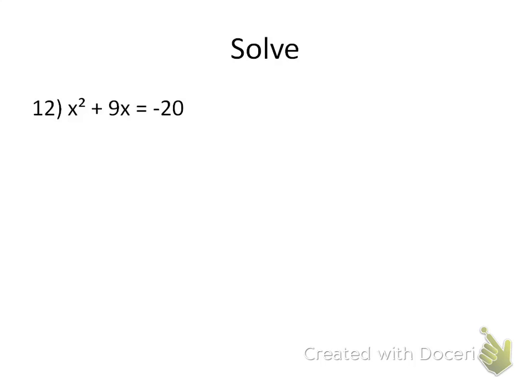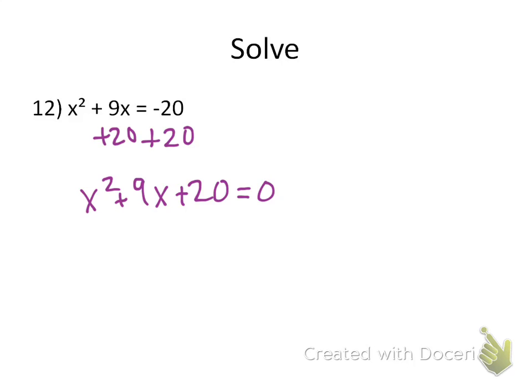All right, here's another one you'll need to know how to solve. What's special about this one? Yeah, there's something on the wrong side. How do I get it on the right side? Yeah, I need to have these equal to 0 or it does not work. So x squared plus 9x plus 20 equals 0. Then what?